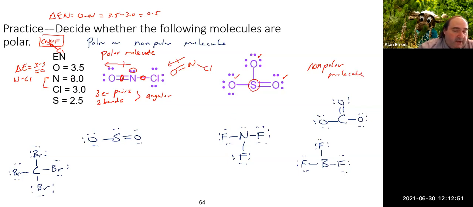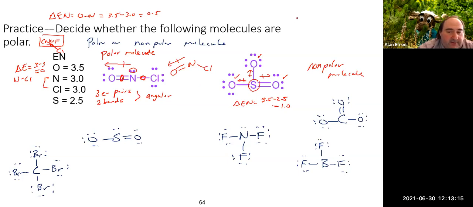I got a sulfur and oxygen bond here, which means sulfur is 2.5, oxygen is 3.5, which means the difference is 1, which means we do have polar bonds. We got everybody heading towards the oxygen in this particular case. So, okay, if I'm not convinced by my quick way of doing it, I do see polar bonds.